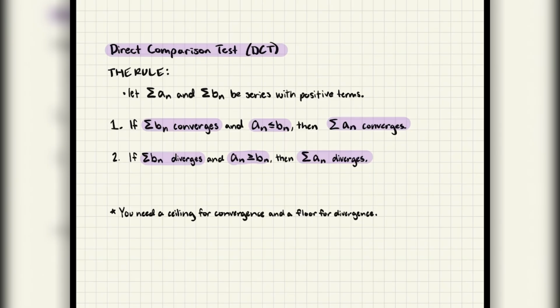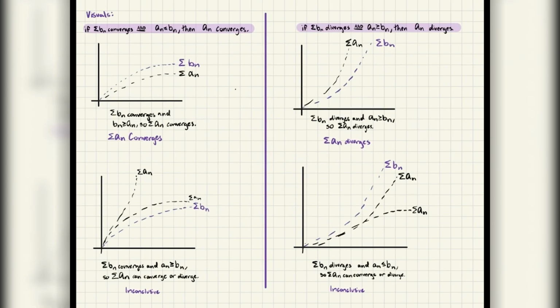But if series B diverges and A is greater than or equal to B, then the series of A diverges. So it's easy to think about it like you need a ceiling for convergence and a floor for divergence. You can also think of it like a safety net. If a bigger series converges, it forces a smaller one to converge too. If a smaller series blows up to infinity, it pushes the bigger one up with it. This might not make much sense right now, but this concept is much easier to understand through example direct comparison tests, so we'll move on to those shortly.